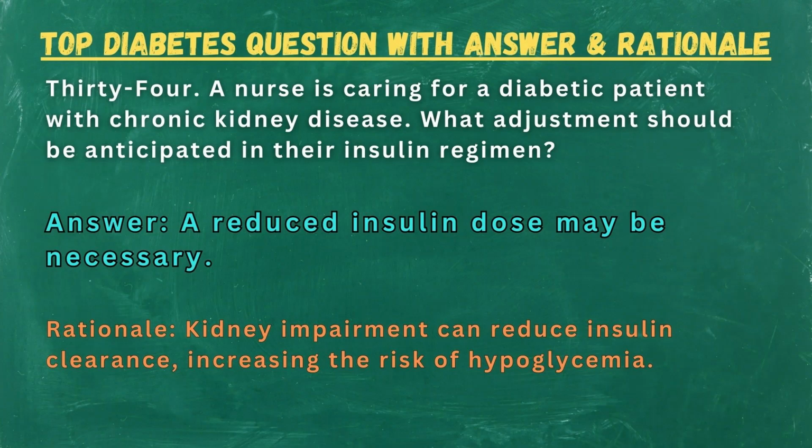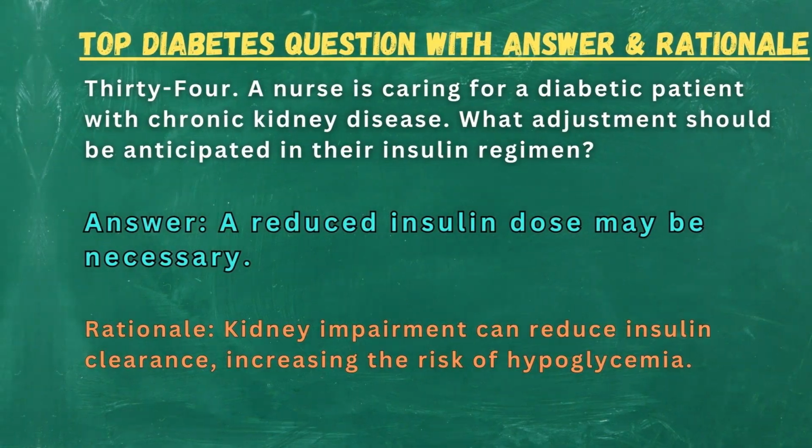34. A nurse is caring for a diabetic patient with chronic kidney disease. What adjustment should be anticipated in their insulin regimen? Answer: a reduced insulin dose may be necessary. Rationale: kidney impairment can reduce insulin clearance, increasing the risk of hypoglycemia.